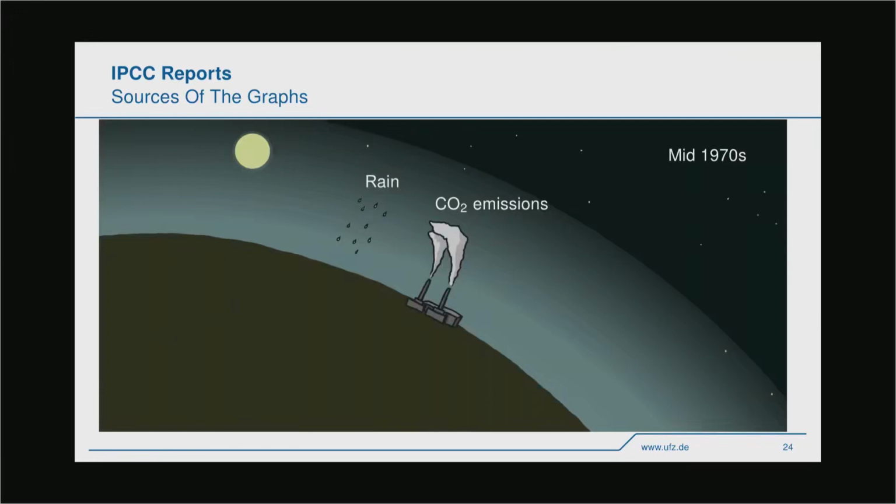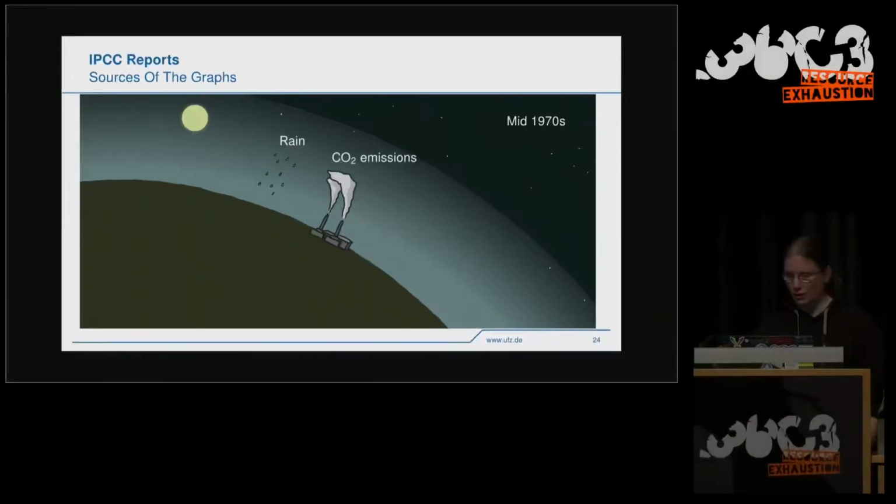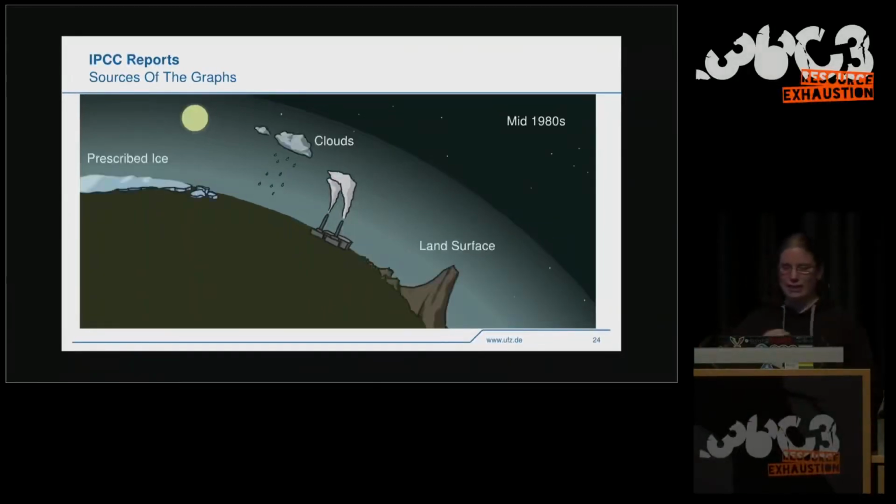In the mid-70s, climate models were investigated where there was just an atmosphere, the sun, and CO2 emissions; rain and clouds were missing. And I hope you believe that the sun is behind the atmosphere and not in this atmosphere. In the mid-80s, there was prescribed ice added and already clouds and land surface. And yeah, you see a nice mountain, but actually in that time, the resolution was so low that the Alps only had 1 or 2 grid cells, meaning there was not so much about land surface, but it was added.